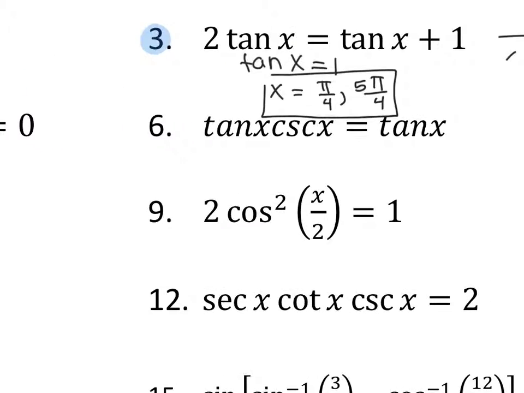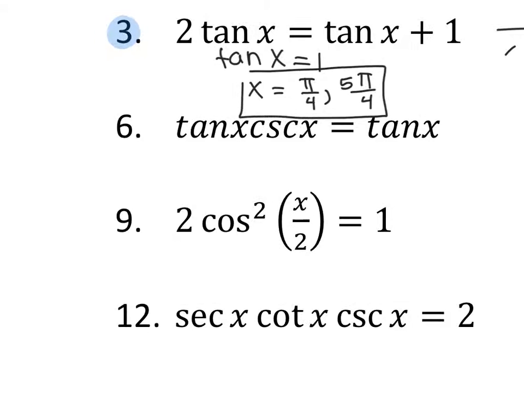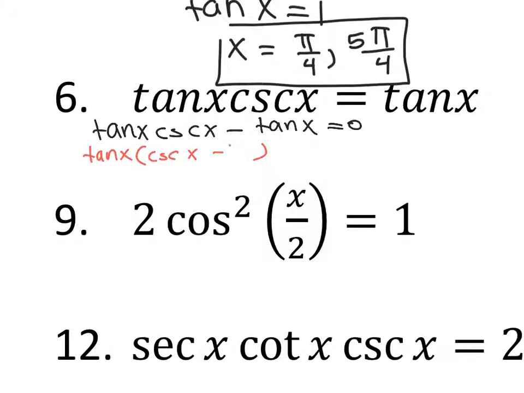But when I move on to something like number 6, I have to be careful with my solutions because tangent could be sine over cosine, so there could be some extraneous solutions. Now, in order to solve something like number 6, I cannot just simply cancel out the tangent x. That would be a mistake, because I'm then canceling out one of the possible answer choices. So what I need to do is move everything to one side of the equation and factor. Tangent x is common, so that's the GCF, and then cosecant x minus 1 is equal to 0.